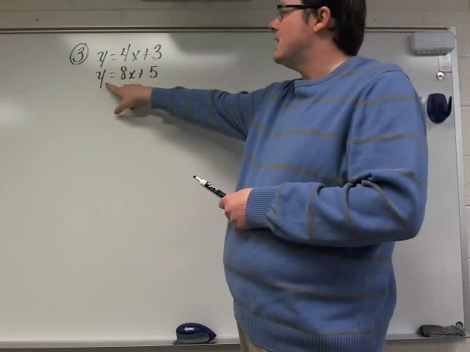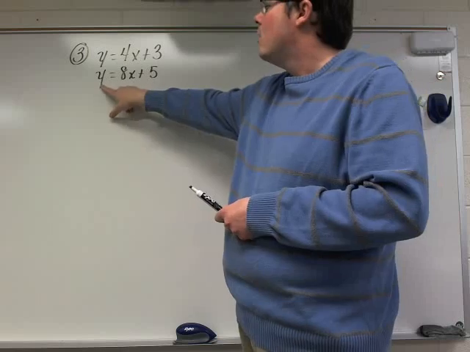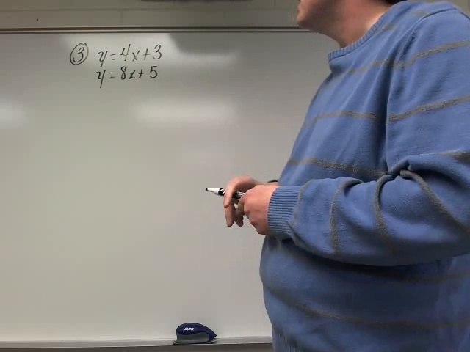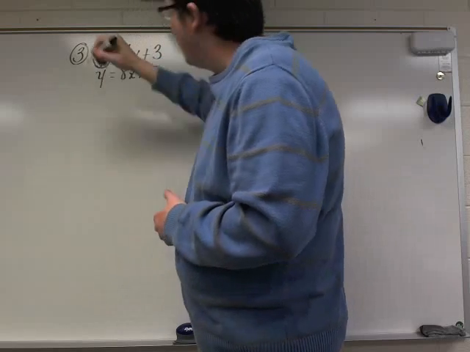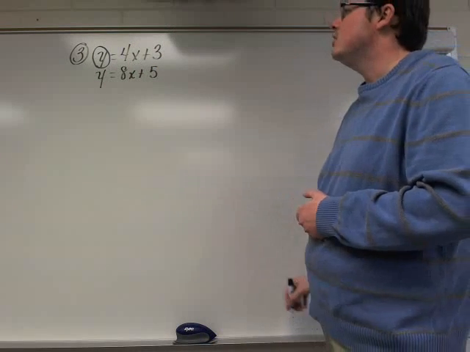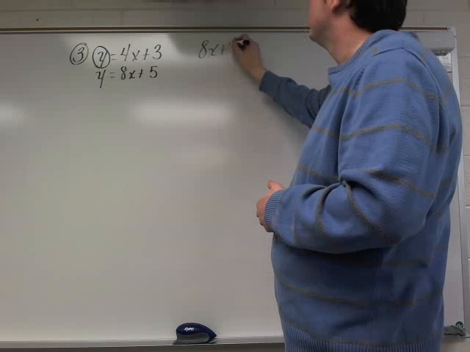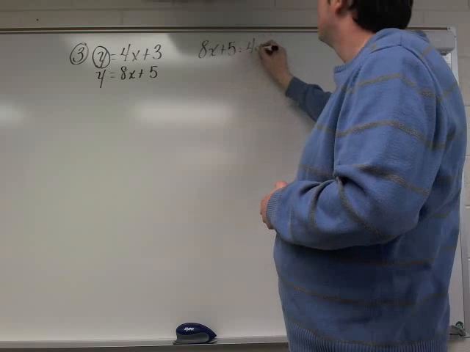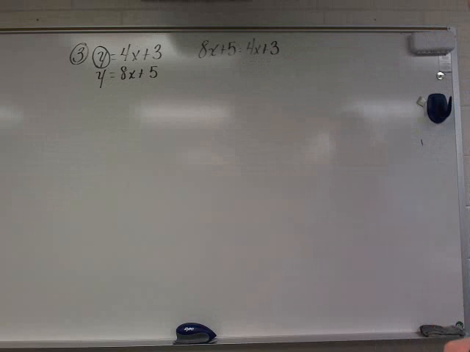So if I look at this second equation here, it tells me that y equals 8x plus 5, or in other words, y is the same thing as 8x plus 5. Well, if y is the same thing as 8x plus 5, I can go up there to the other equation and change y into 8x plus 5. And that's exactly what I'm going to do. So when I do that, I have 8x plus 5 equals 4x plus 3.